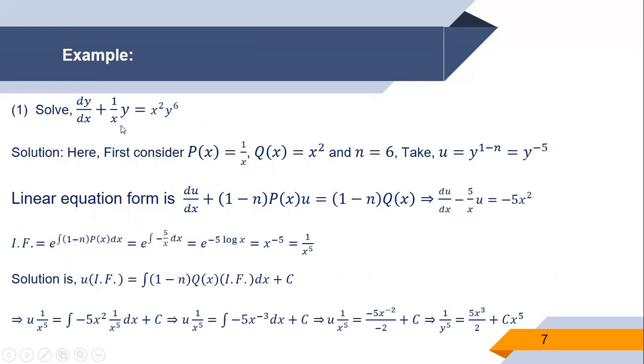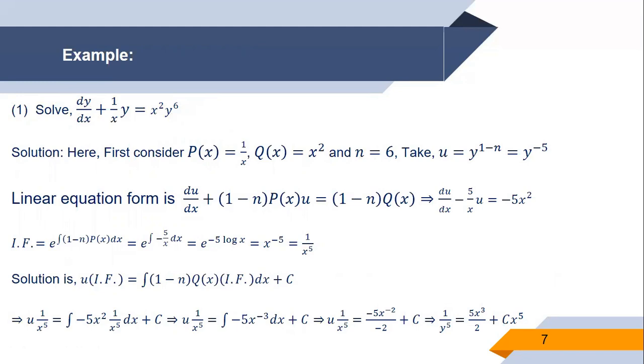Now we discuss the example. We consider a simple example, dy by dx plus 1 upon x into y is equal to x square y raised to 6. First we compare this equation with the standard form. So p of x is 1 by x, q of x is x square, and the y power is 6, so n is equal to 6.